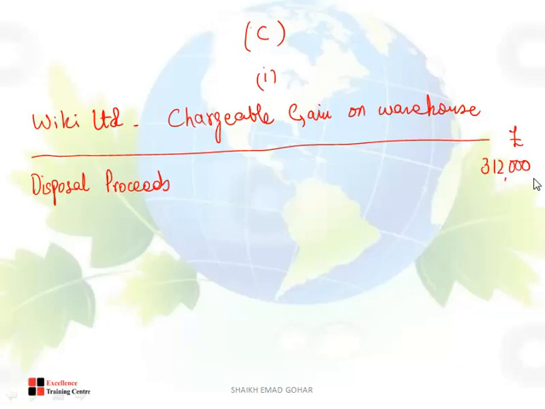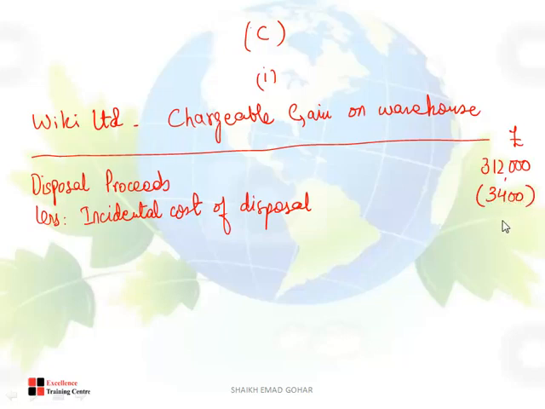Remember the formula I told you, less cost to sell. They are saying the warehouse had been purchased on 12th of November for 171, full stop. Wiki Limited incurred legal fees of 2200 in connection with the purchase. This will come ahead in cost. And legal fees of 3400 in connection with the disposal. So I need to deduct from here, so less incidental cost of disposal. How much? 3,400 negative. How much is remaining? 308,600.